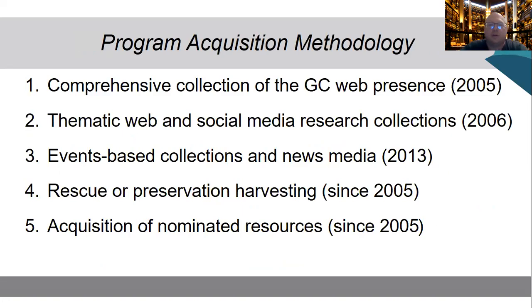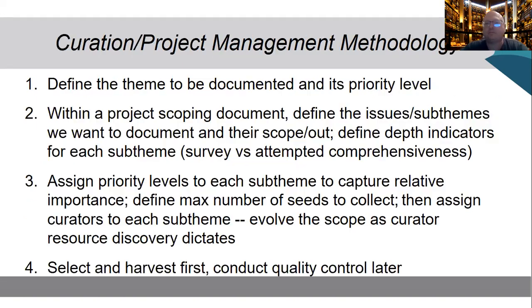In terms of our program acquisition methodology, we conduct 5 main activities. As mentioned, the comprehensive collection of the federal government web presence, which has gone on since the beginning of the program in 2005. Some social media and thematic web collections. What we call event-based collections and the news media, which is to say a national historic issue arises, we immediately reprioritize, we react, and we collect that material documenting that subject. And we do, of course, collect nominated materials and those that are in need of rescue or preservation harvesting.